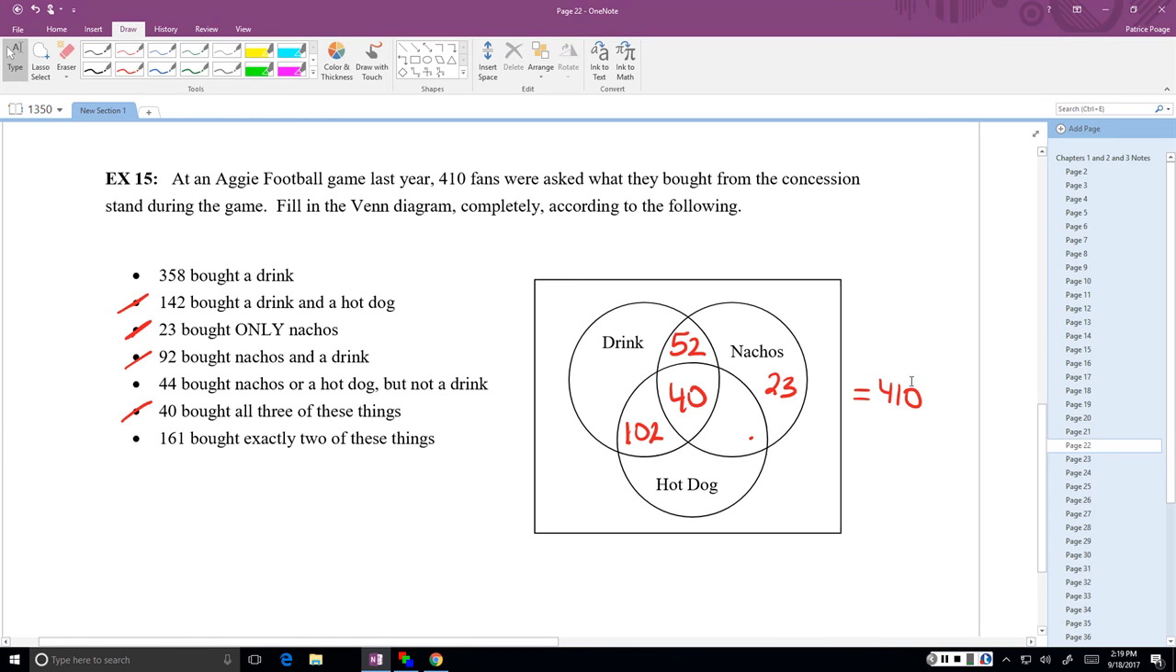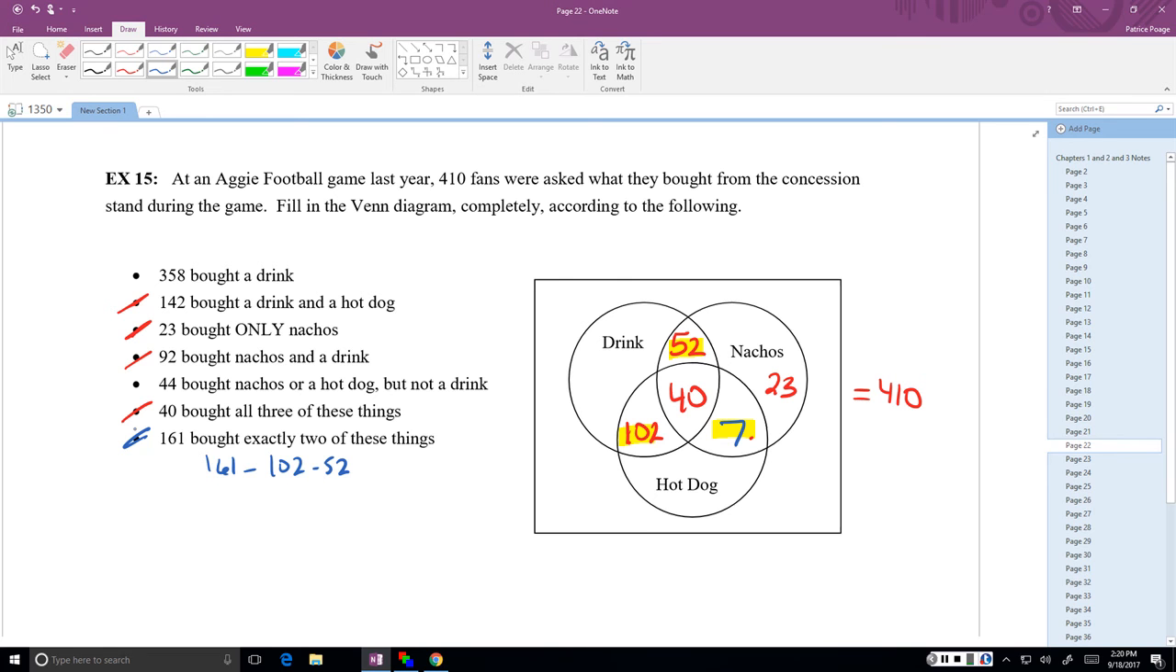44 bought nachos or a hot dog, but not a drink. So these 3 right here would add up to 44. And then 161 bought exactly 2 of these things. So those 3 spots add up to exactly 2 of these things. So I can do that one now. 161 minus 102 minus 52 gives me 7. All right, so my second time through my bullets, I got quite a few more. Here goes my third time through. I should get them this time.